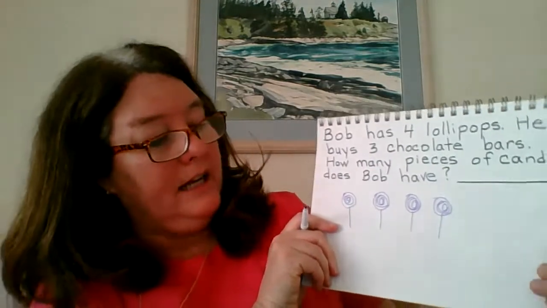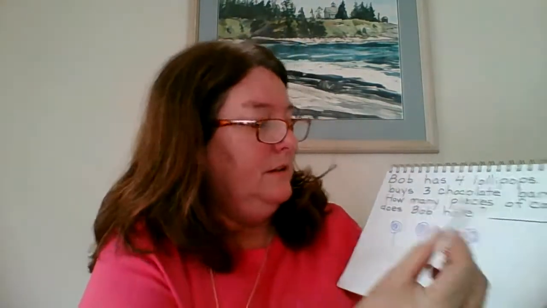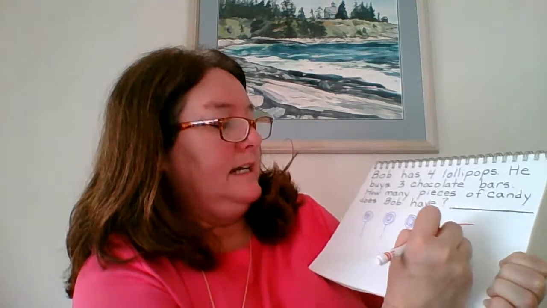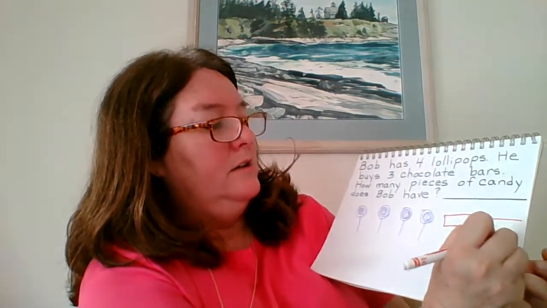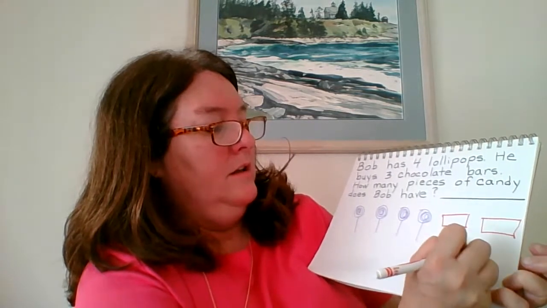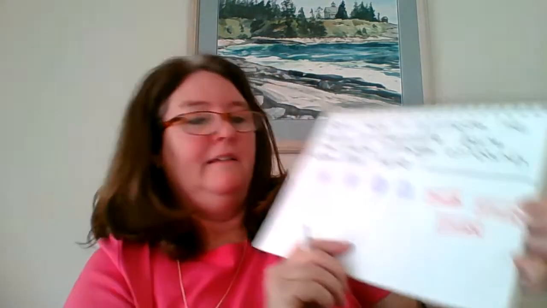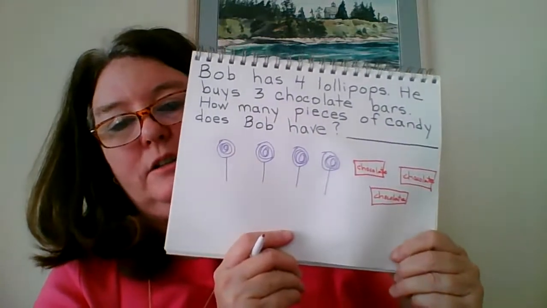He buys 3 chocolate bars. So my chocolate bars will be a rectangle shape. 1, 2, 3. And probably on the front of the paper it says chocolate, so that he knows those are chocolate bars. Chocolate is what I'm writing on each chocolate bar. Are you drawing 3 chocolate bars? All righty, here's my picture.